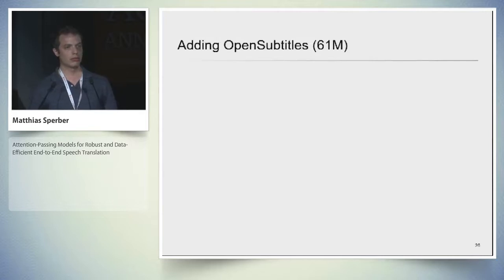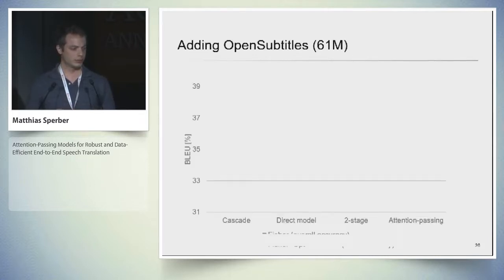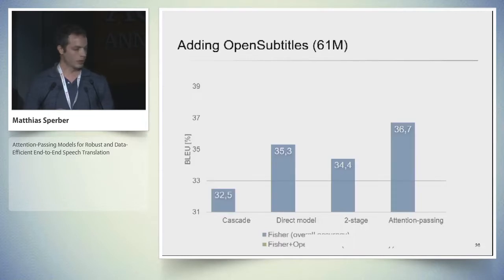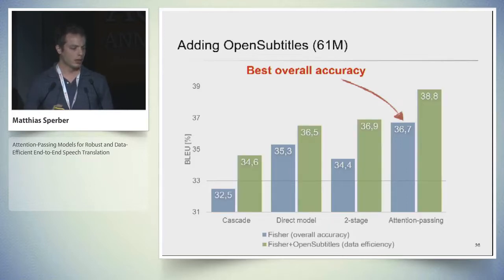So for a somewhat more realistic experiment, this time we will keep all of the in-domain data and add a large out-of-domain machine translation corpus on top. So no additional speech data, just additional machine translation data. So these are the same numbers I showed before, showing that we get good overall accuracy with the attention passing model. And now this is what happens when we add the OpenSubtitles machine translation data into the training.